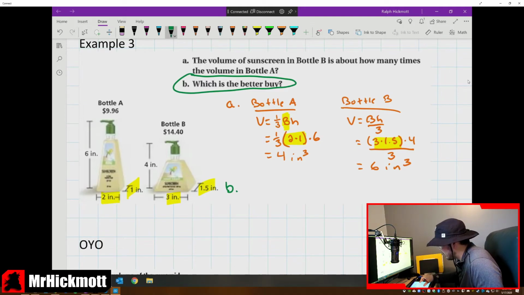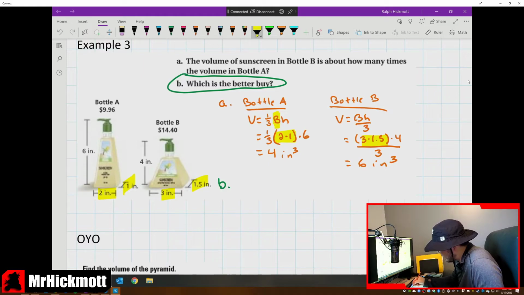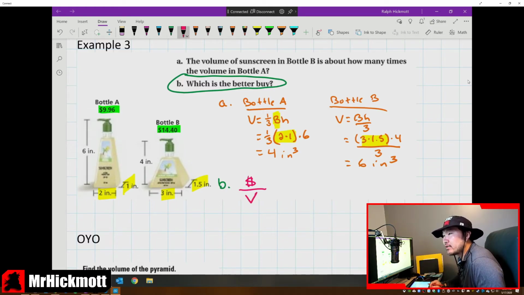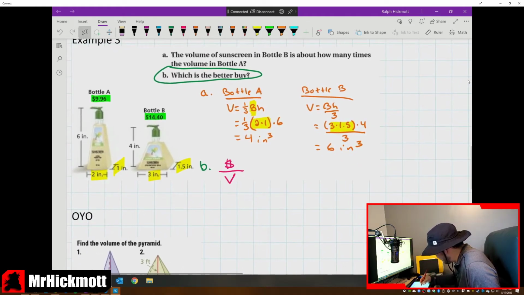In this case, a better buy is going to relate to this price we have here. A better buy is which one is cheaper by volume. So what we're going to do is just think generically. I'm going to take the amount it costs and divide by the volume, because that's going to give us a unit rate per inch cubed, and that will tell us which one is the better buy, because obviously there are 2 different volumes and 2 different prices. We want to see from a unit rate standpoint how much it is per 1 inch cube, so we're comparing the same thing. So with that being said, I'm going to set it up with bottle A.